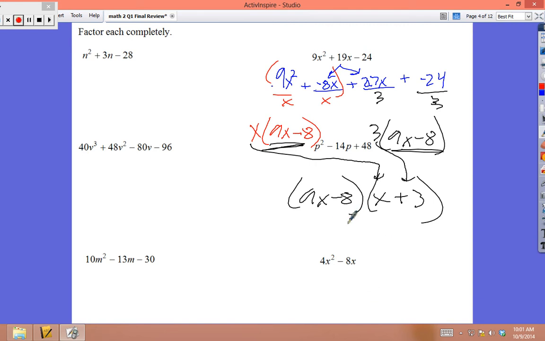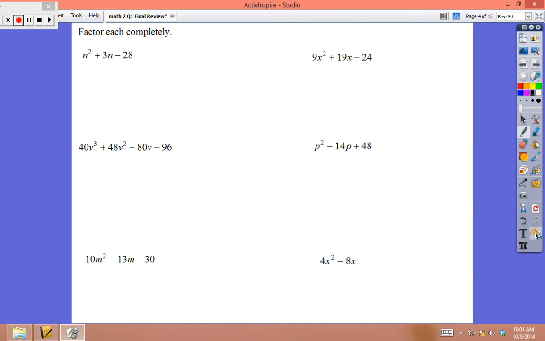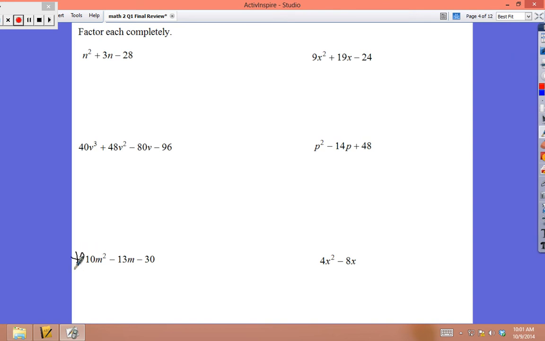Okay, last one. Let's look at this one right here. Okay, 10, 13, and 30, they got nothing in common. So you cannot factor anything out. So I'm going to do 10 times a negative 30. 10 times a negative 30 equals a negative 300.